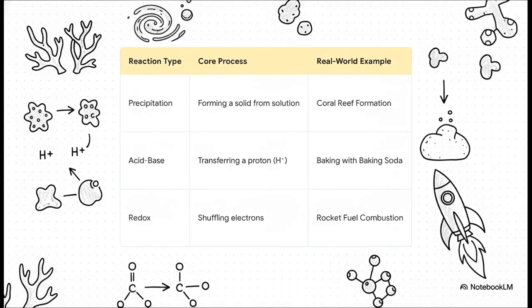You've got precipitation, which is all about forming a solid from a solution, like in coral reef formation. Then there's acid-base, which is about transferring a proton, like when you use baking soda. And finally, redox, which is all about shuffling electrons, which powers something as intense as rocket fuel combustion. 3 simple patterns that explain countless complex events.